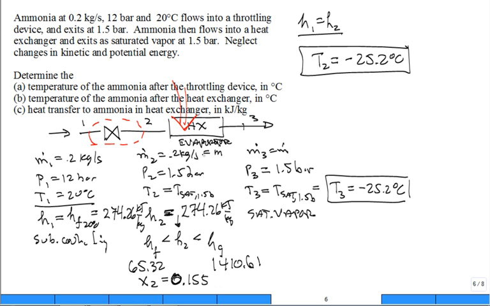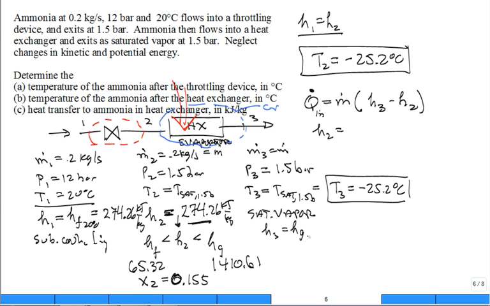All right, so now part C. What is the heat transfer to the ammonia in the heat exchanger in kilojoules per kilogram? You introduce a control volume for that heat exchanger, and you write an energy balance, and you have that Q dot coming in equals the mass flow rate of the refrigerant going through times the enthalpy exit minus the enthalpy inlet. Well, I need the enthalpy at state 2, 274.26. I need the enthalpy at 3. What's that? h_g at the 1.5 bar.